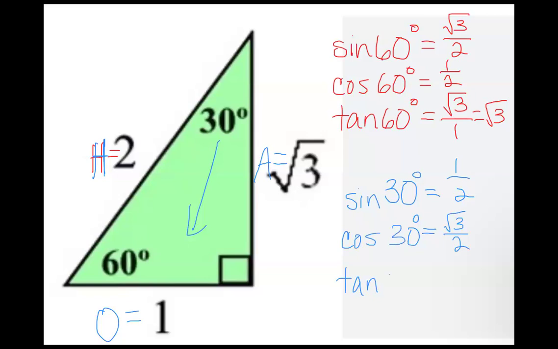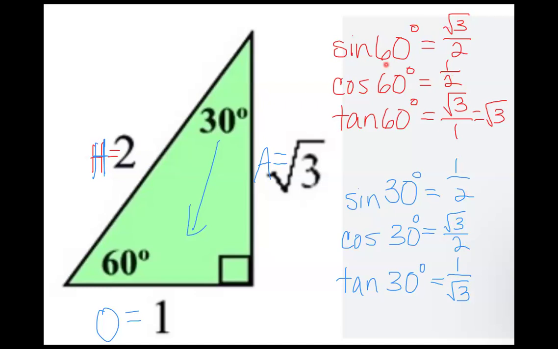Okay, and then tangent of 30 is opposite over adjacent. So it's 1 over the square root of 3. Now, if we look back up here, the sine of 60 is square root of 3 over 2. The cosine of 30 is the square root of 3 over 2. The cosine of 60 is 1/2, while the sine of 30 is 1/2.